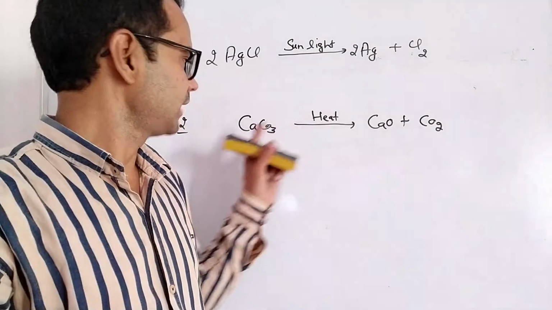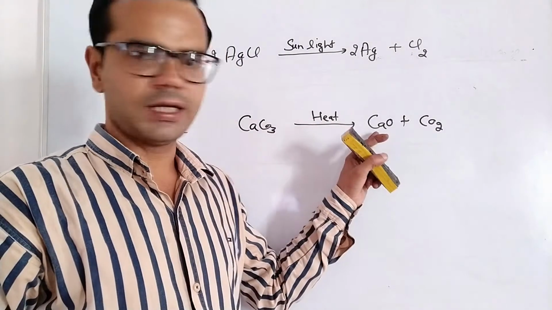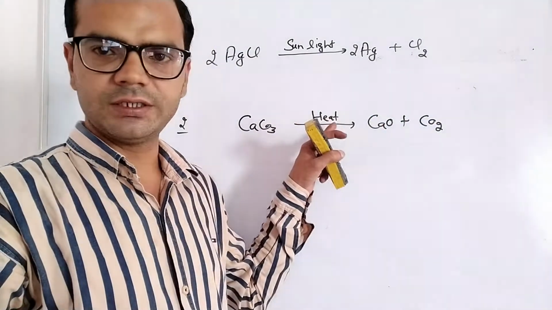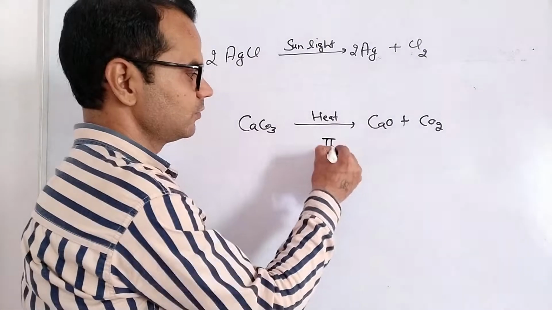Second, if we heat calcium carbonate, then we will obtain calcium oxide and CO2 gas is released. Now energy is in the form of heat, so it is a thermal decomposition.